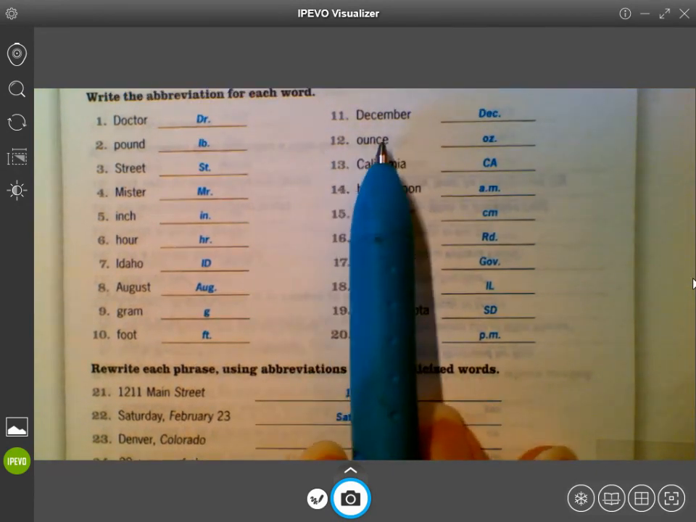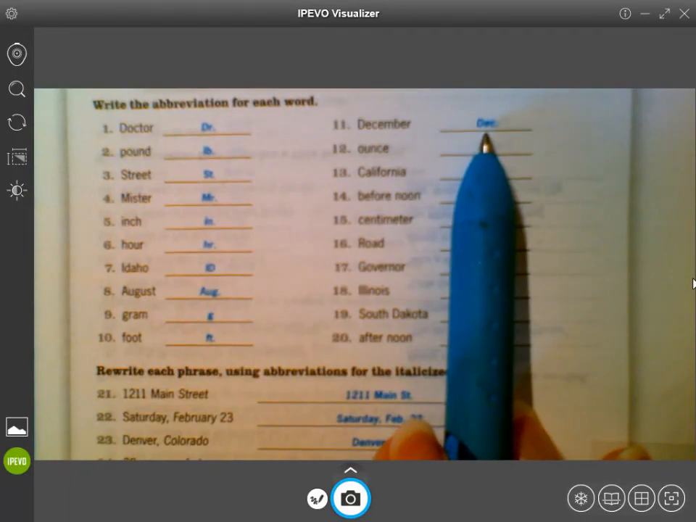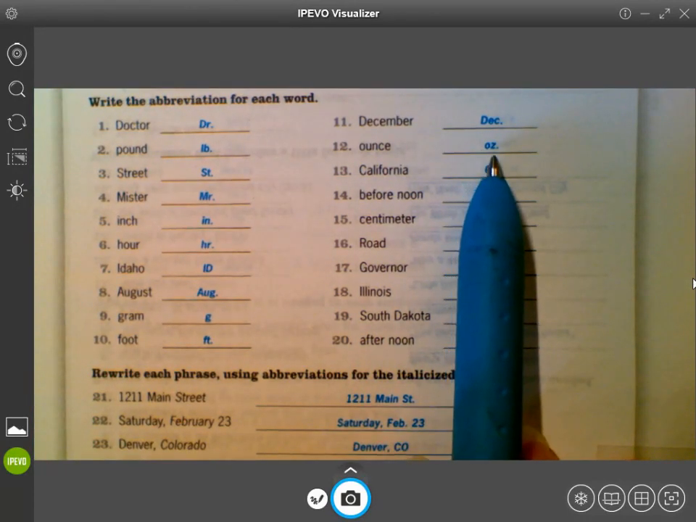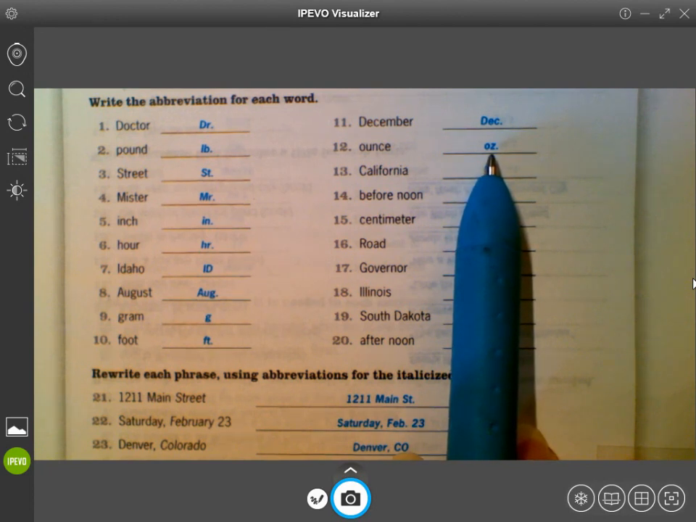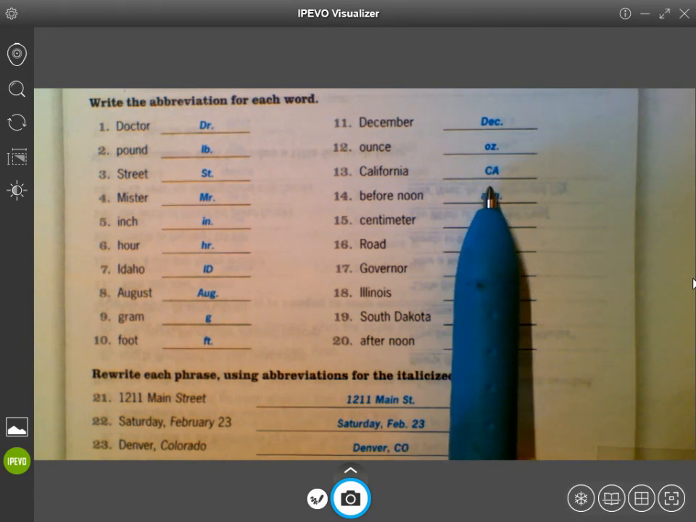Then up at number 11, December, that should be a capital D, lowercase ec, and a period. Number 12, ounce. That one we capitalize as a lowercase oz and a period. So that one's a little different. Number 13, California, should be an uppercase ca.